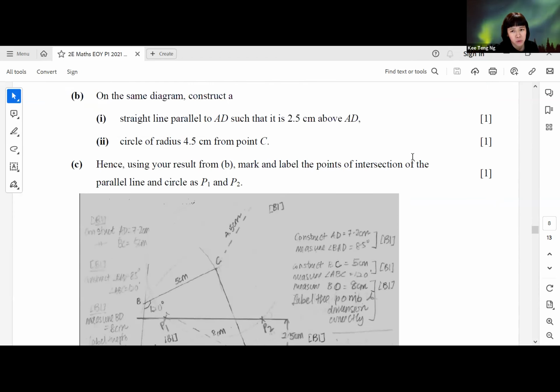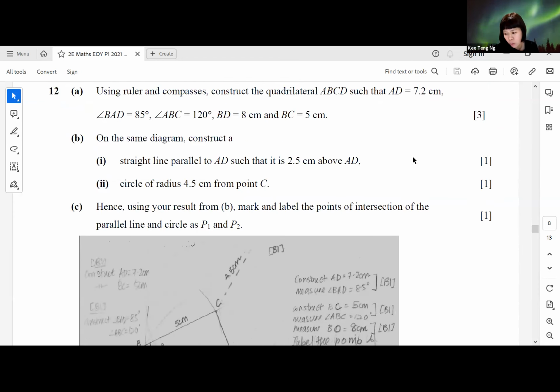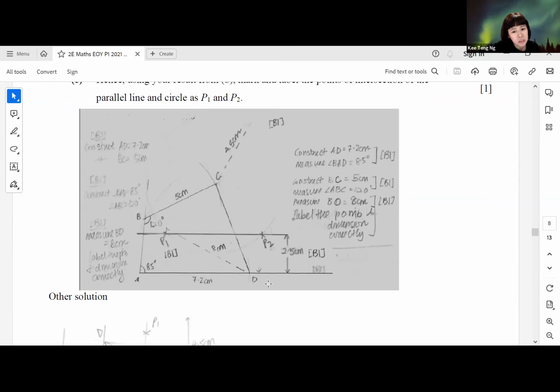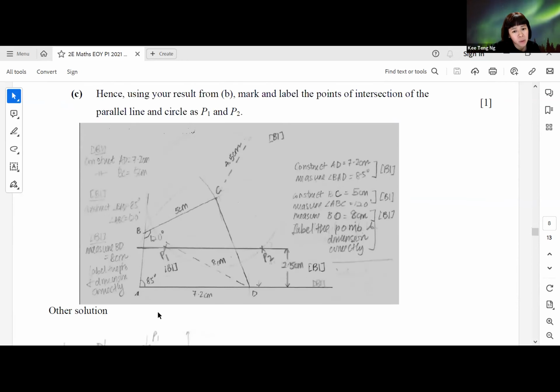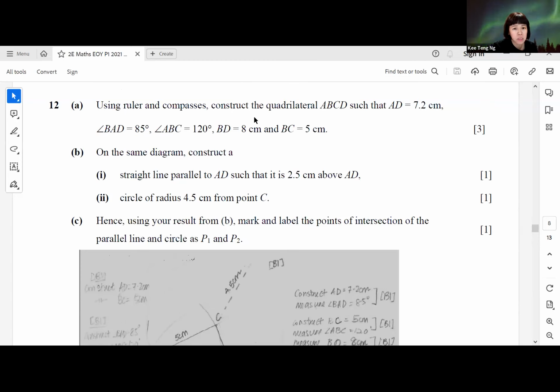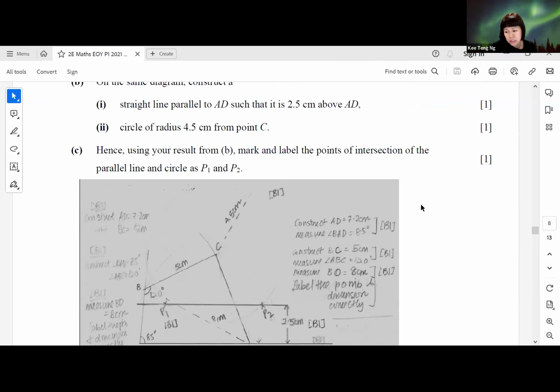AD is 7.2 cm. I think the question on our paper didn't give us 7.2 cm, right? Our paper gave us the whole length as AD, am I right? So I think most of you might have done the question taking AD as the whole straight line. If you have drawn it, then your BD will not be able to be 8 cm. Then you will feedback that there's some problem with the question. Is that right? Double check.